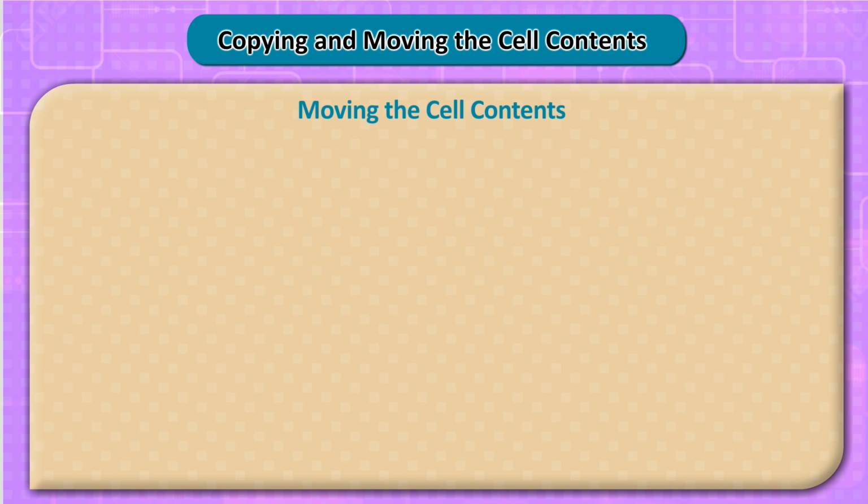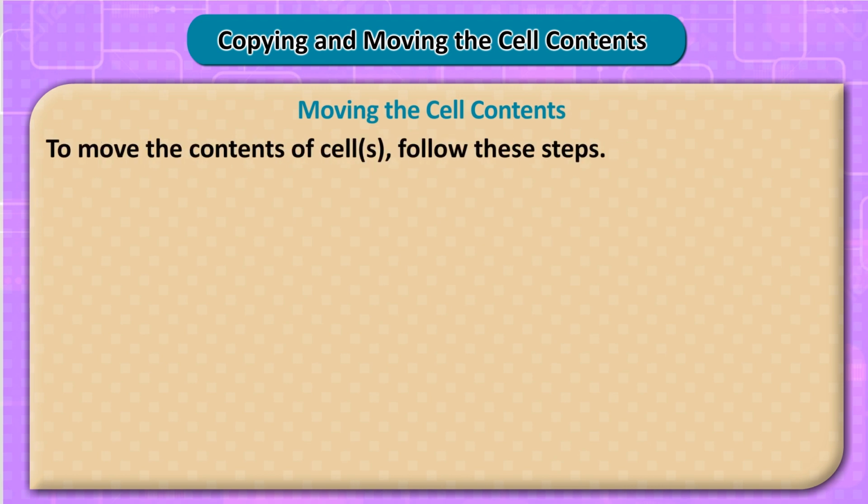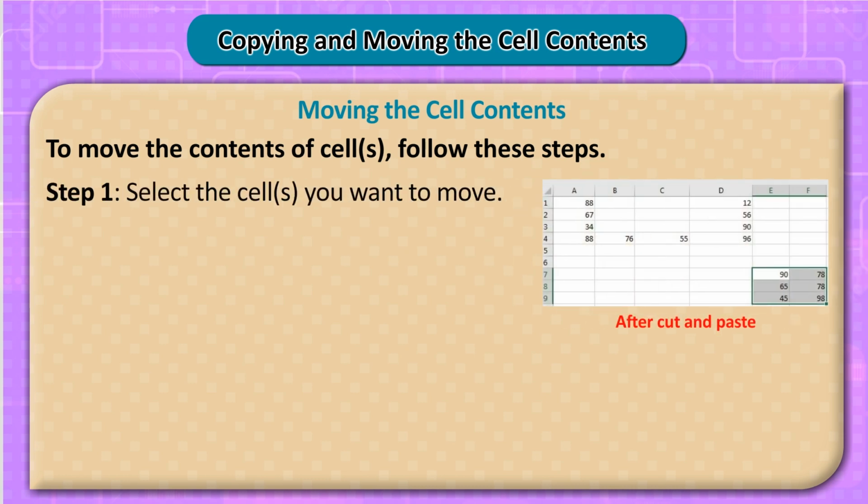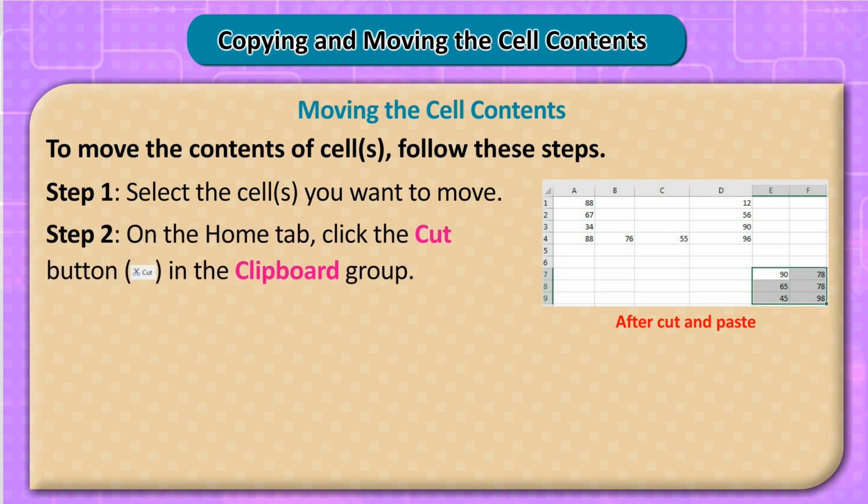Moving the cell contents. To move the contents of cells, follow these steps. Step 1. Select the cells you want to move. Step 2. On the Home tab, click the Cut button in the Clipboard group.